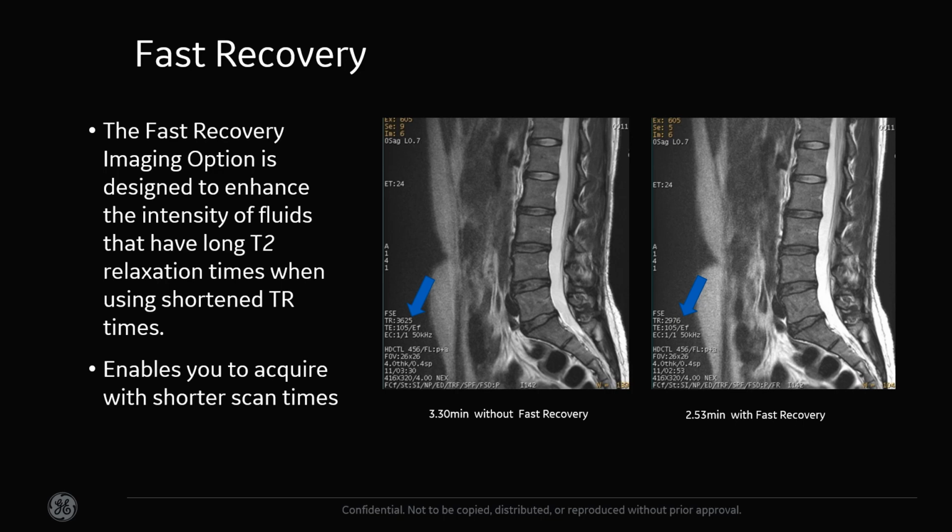If we look at the image on the right, we can see that with the application of a fast recovery pulse, we're able to reduce our TR down below the 3,500 millisecond threshold. And in this particular case, the TR is down to 2,976, giving us a scan time of 2 minutes and 53 seconds, or a saving of over 30 seconds, whilst retaining the hypersignal intensity within the water.